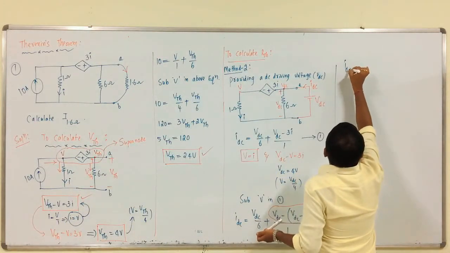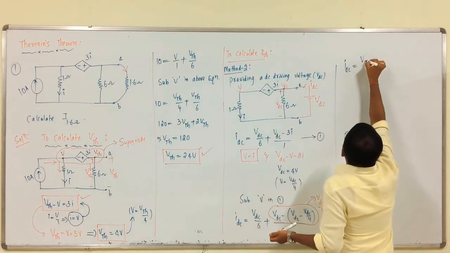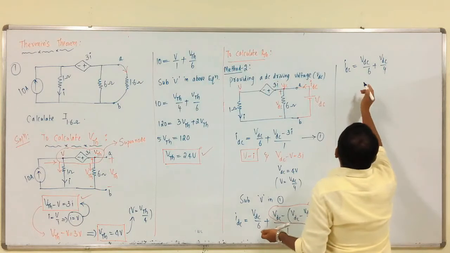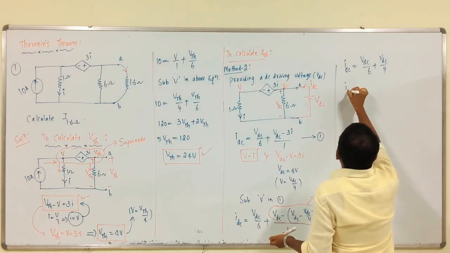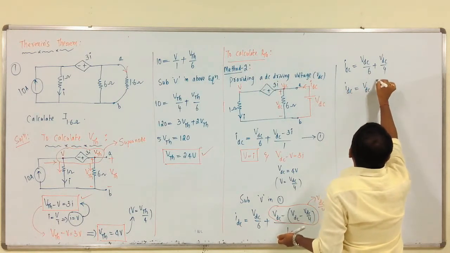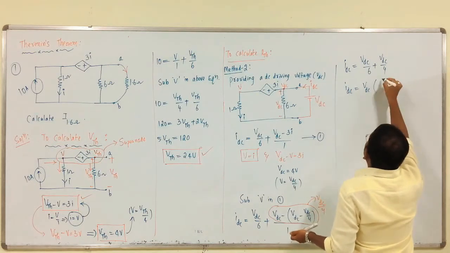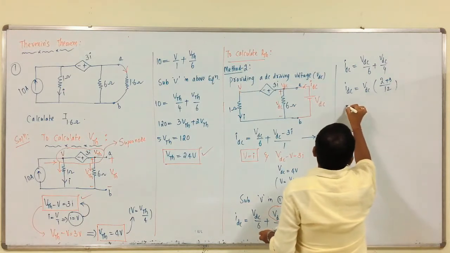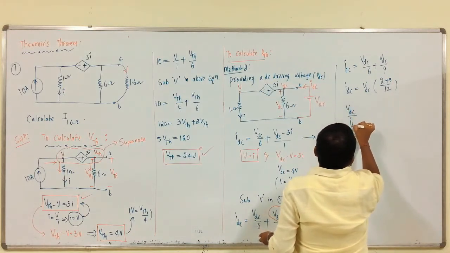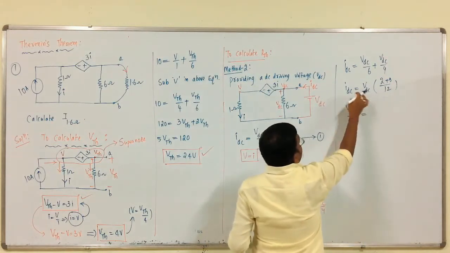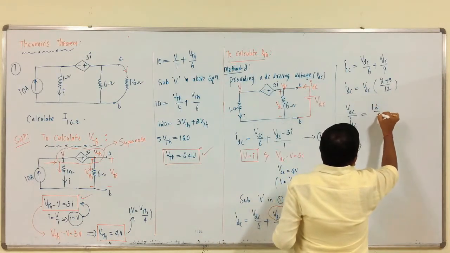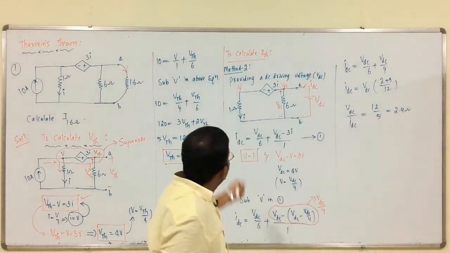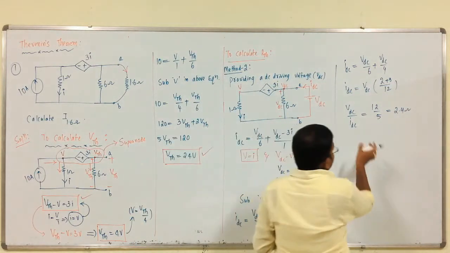Therefore, IDC is equal to VDC by 6 plus VDC by 4. From this, 12 IDC, VDC gets common, that is VDC into (2 plus 3) by 12. From this, VDC by IDC is nothing but 12 by 5, which is equal to 2.4. So from this method, what is the value of RTH, VDC by IDC?